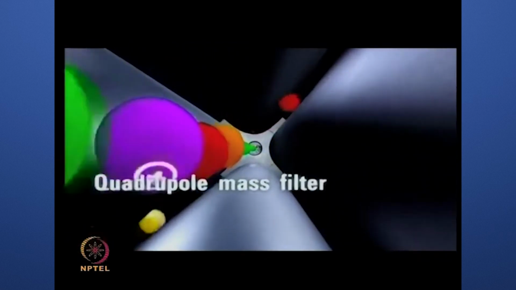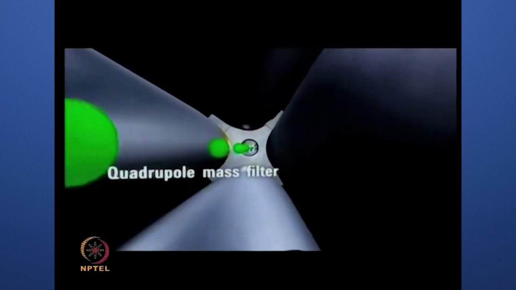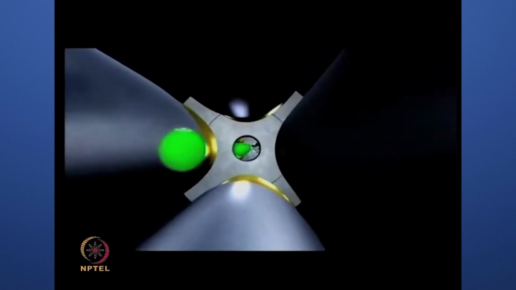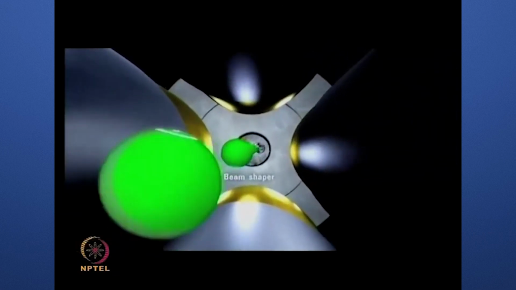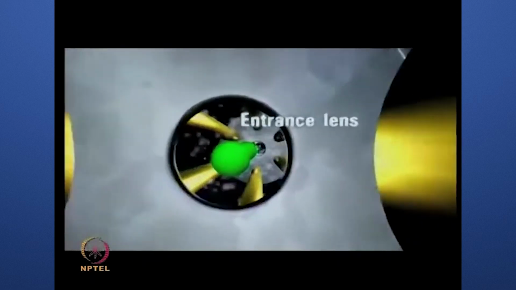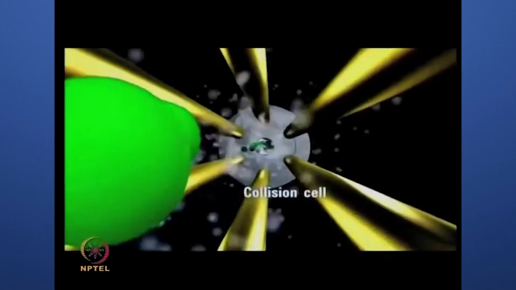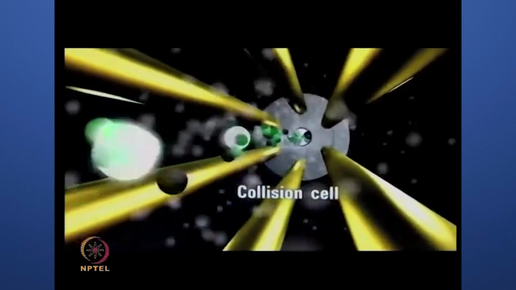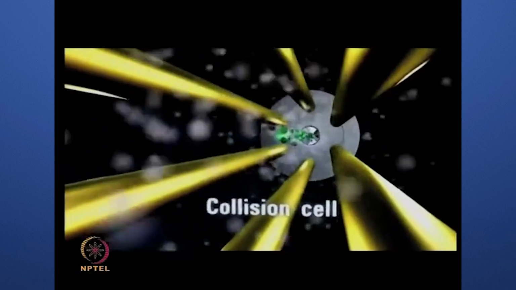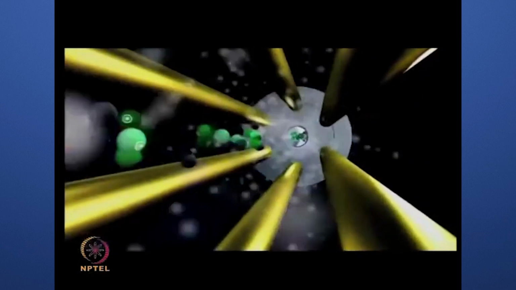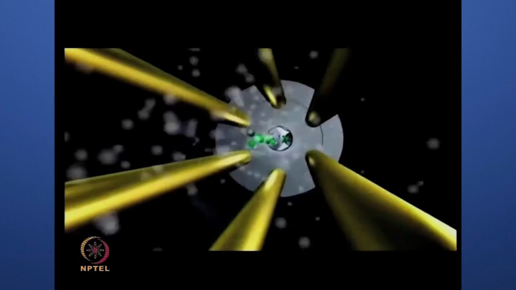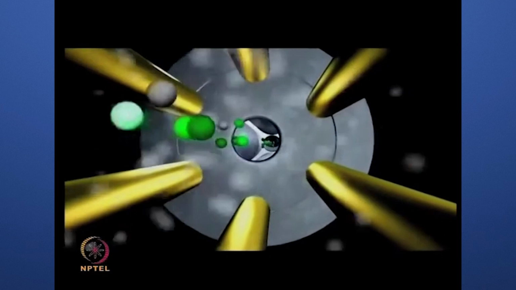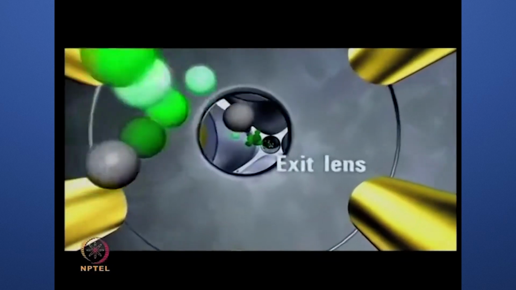The first quadrupole mass filter allows only ions of the target mass to pass through. The hyperbolic shape of the rods enhances ion transmission and spectral resolution. In the hexapole collision cell, precursor ions strike collision gas molecules, generating product ions and neutral fragments. Linear axial acceleration and high collision gas pressure simplify operation and ensure fast, sensitive MS-MS without cross-experiment memory effects.